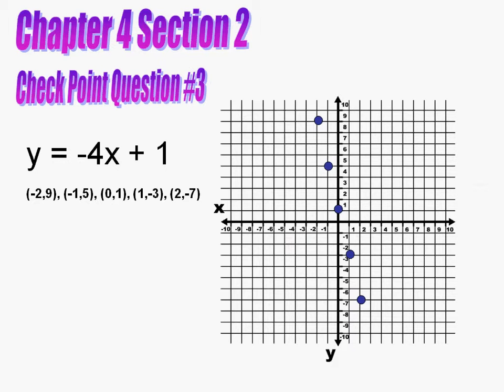Once I've placed all of my points on the coordinate plane, I can draw a line that passes through each and every single one of them. This line represents every known or possible solution to this equation. And this is a function because, according to the vertical line test, it only has one value for each x value.